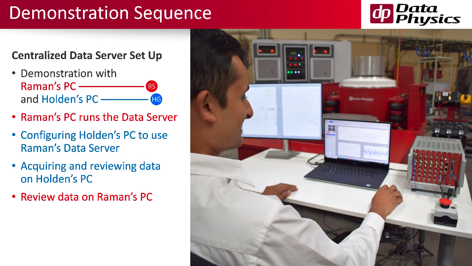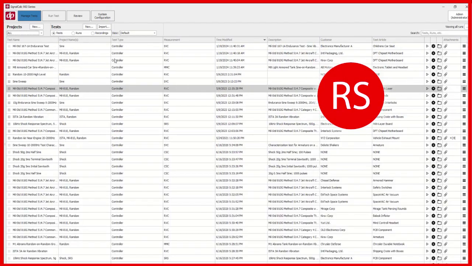Then Holden's going to do a quick demo, acquire some data on his system, view that data in review mode, and then we're going to flip back to my PC and show you how it looks from my viewpoint, how I have access to the data instantly as soon as Holden is done acquiring it. Right, so without further ado, I'm going to pop open the 900 series software.